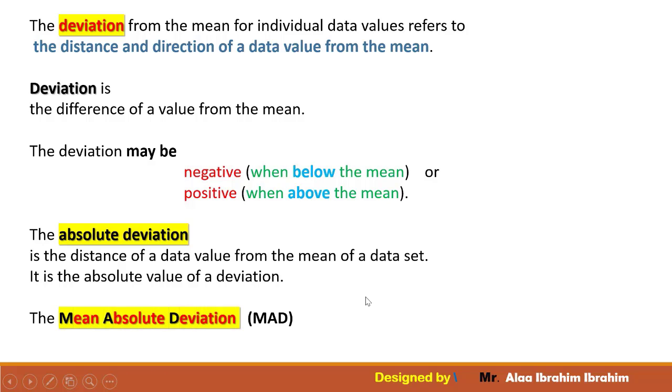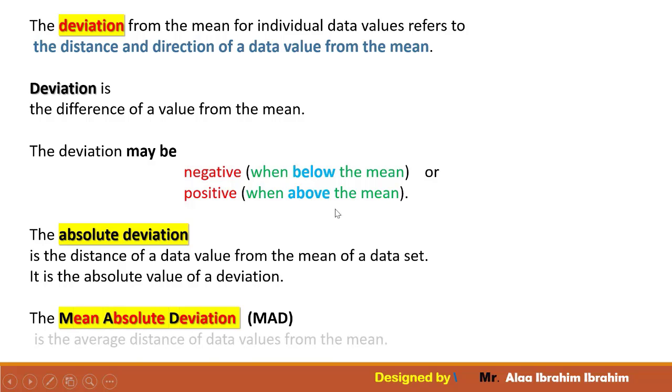So in our lesson today, we deal with mean absolute deviation. We take the first letter of mean, M, the first letter of absolute, A, and the first letter of deviation, D. So we make a new abbreviation called MAD. MAD here means mean absolute deviation. So if I tell you find the MAD, you have to find the mean absolute deviation.